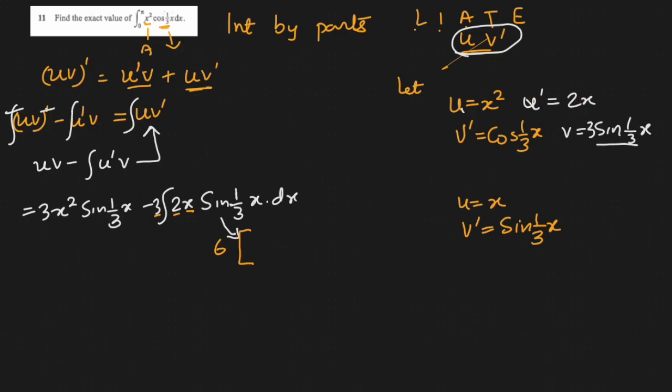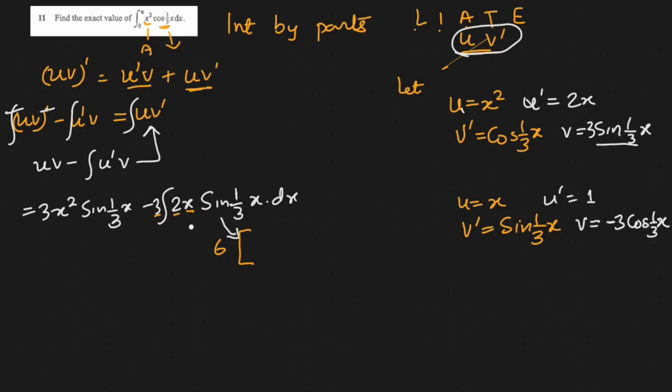So again we need a u prime, which is differentiation of this, which is 1, and integration of this, which is v, which will be minus 1 over 3, not 1 over 3, positive. Let me undo this. Minus 3 cos 1 over 3x. This will be the integration of this. The integration of sine 1 over 3 is minus cos 1 over 3 divided by 1 over 3, which gives us 3. So this is the one.